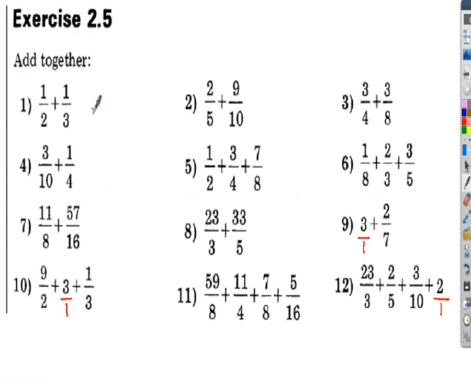So question 1, we're asked to add a half to a third. So the common denominator will be 6 in this particular case. 2 multiplied by 3 gives you the common denominator. So I'm going to write it in this format. I'm going to write my common denominator here of 6.